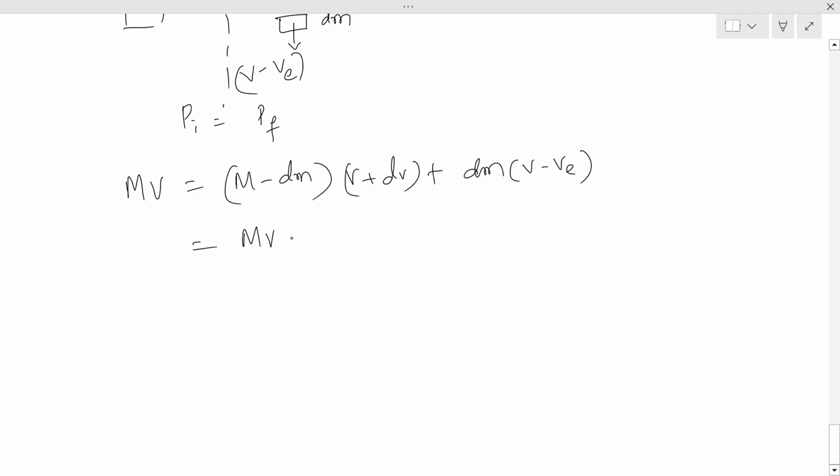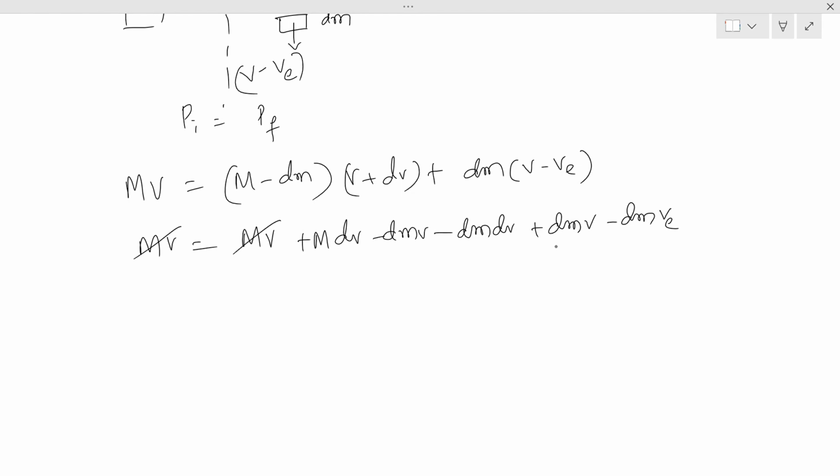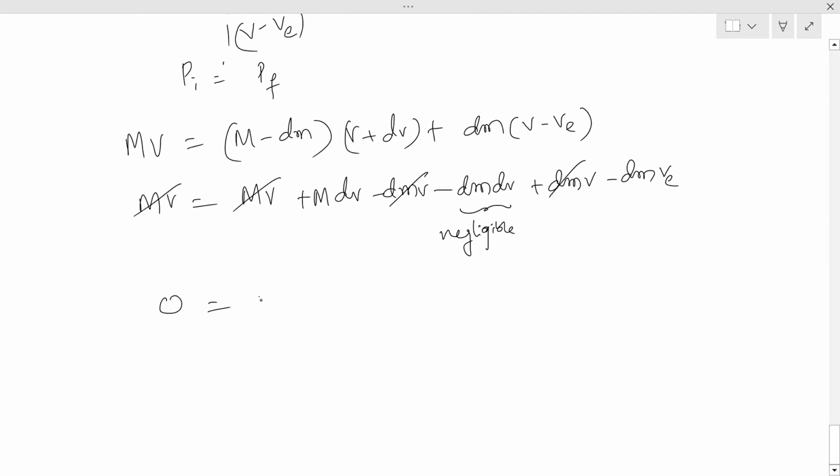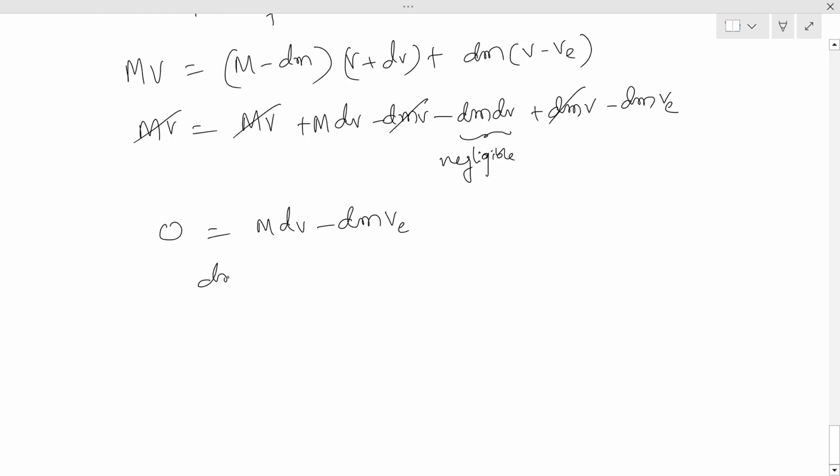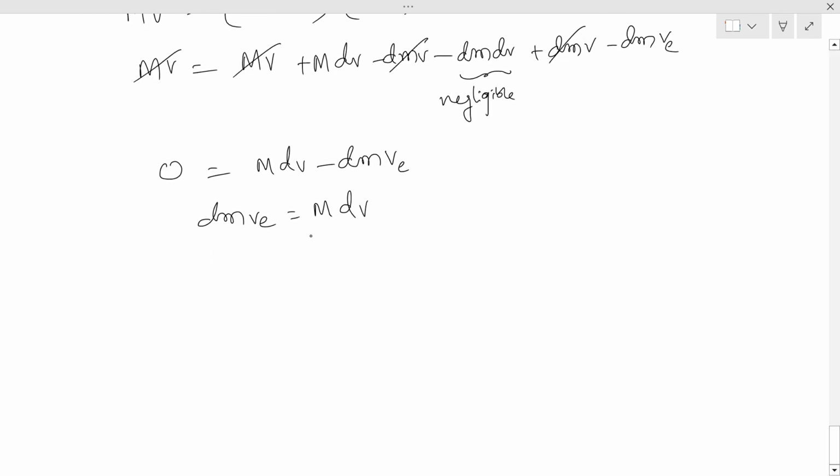So multiply: mv plus m dv minus dm v minus dm dv plus dm v minus dm ve. This mv on both sides we can cancel, and here dm v minus dm v also cancels. The dm dv term is a very small value, so you can neglect it. The remaining is 0 equals m dv minus dm ve. So take it to the left hand side: dm ve is equal to m dv. Take m this side, rearranging the terms: 1 by m dm ve is equal to dv.